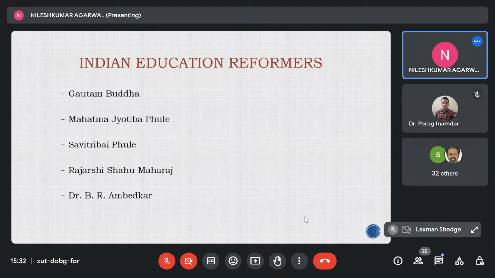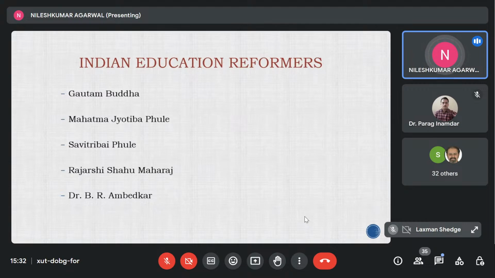Moving on, realizing the problems or issues with the education system based on caste, there were actually many reformers who tried to bring change, and they did bring change in the entire education system.